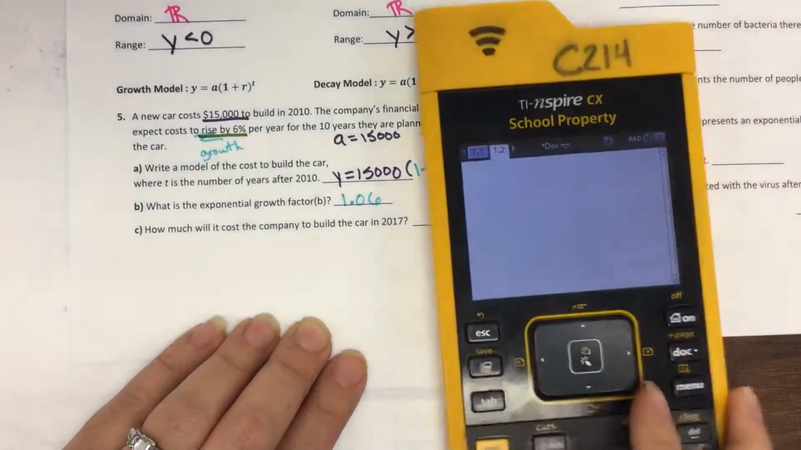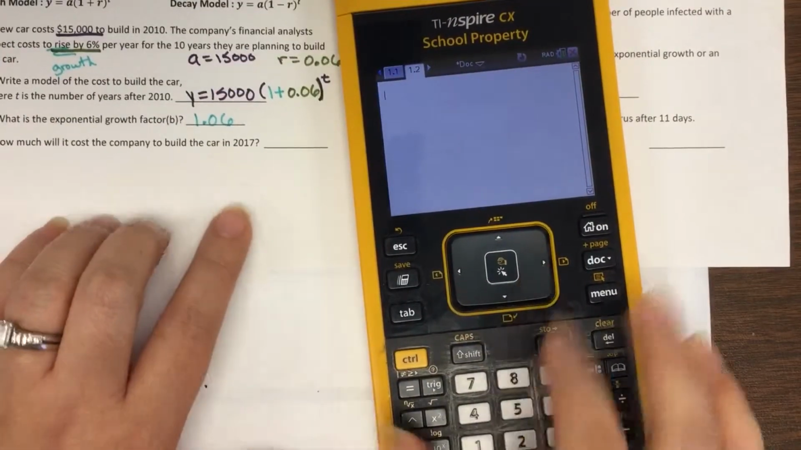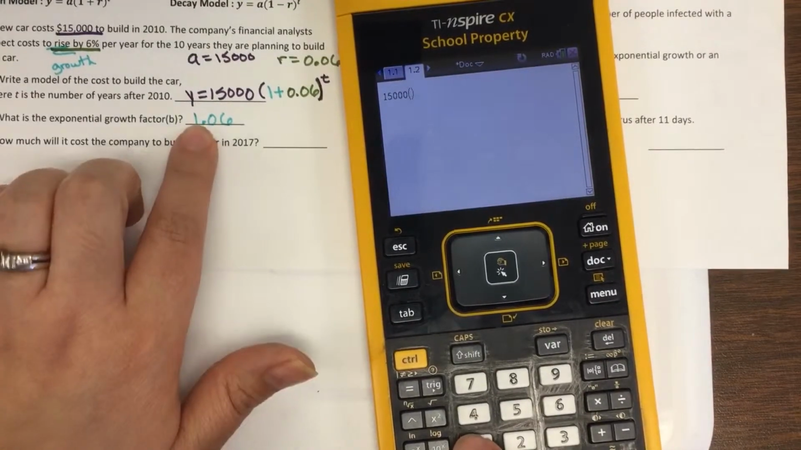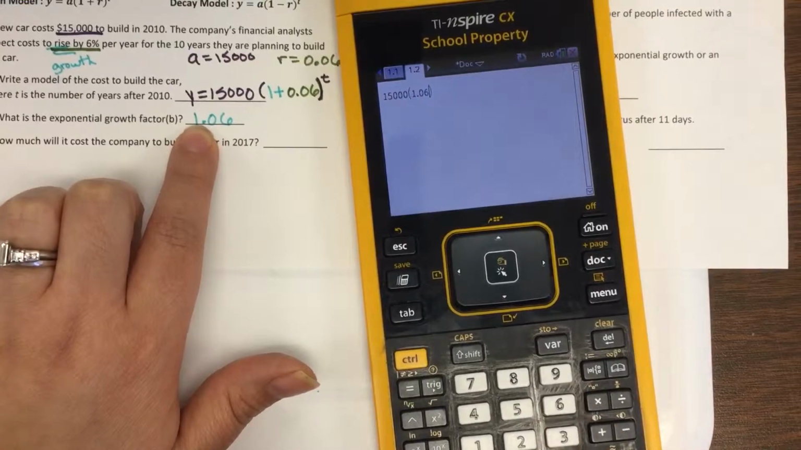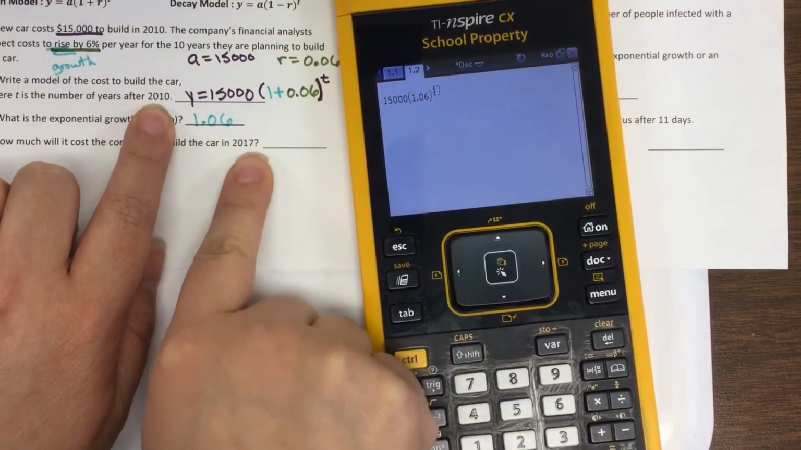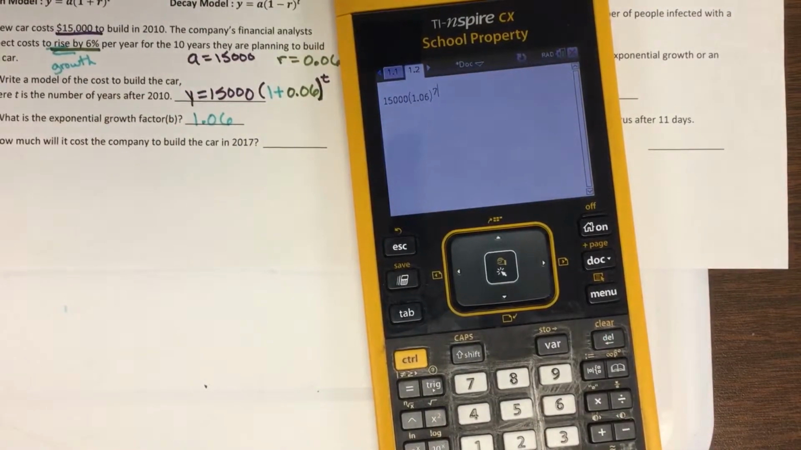So for this one, I'm going to go ahead and utilize my calculator. Okay. So I'm going to go ahead and type my 15,000, and then in parentheses, I'm going to put that 1.06, and we're going to raise it from 2010 to 2017. That is a difference of 7 years. I'm raising it to the 7th power, and then I press enter, and we get our new value.